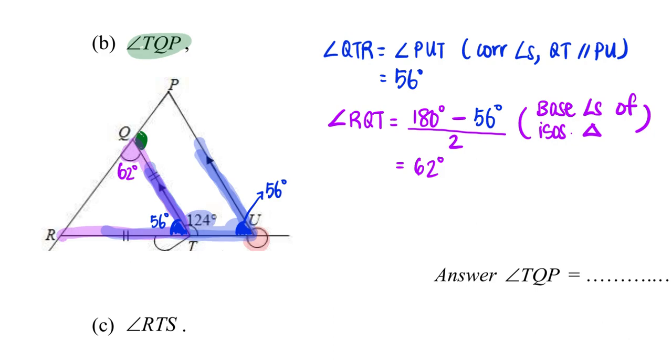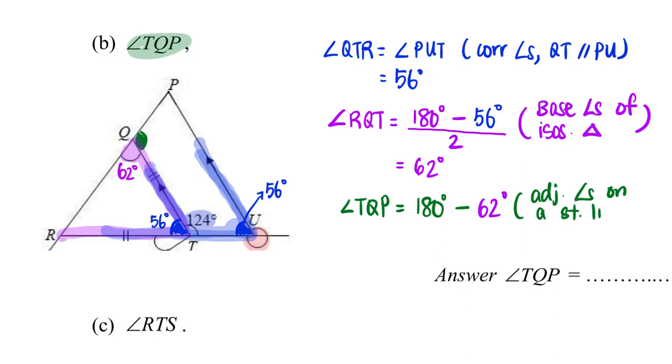And therefore, finally, angle TQP is equal to 180 degrees minus this 62 degrees, because they are adjacent angles on a straight line. To give the final answer, 118 degrees.